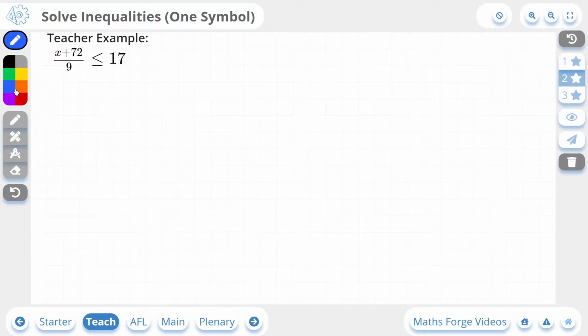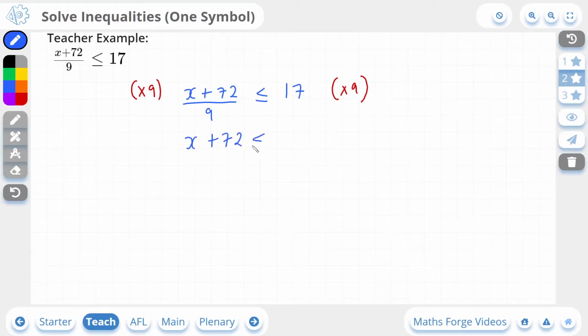Now let's do a two-star example. Here we have x plus 72 over 9, which is less than or equal to 17. Now, in order to isolate the x this time, we have to get rid of this divided by 9. And we're going to do this by multiplying by 9 on both sides of this inequality. This is now going to give us x plus 72, which is less than or equal to 17 times 9, and that gives us 153.